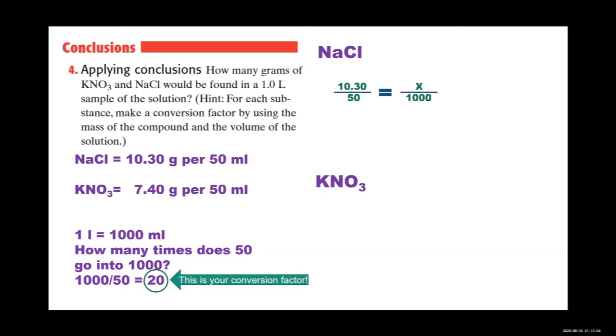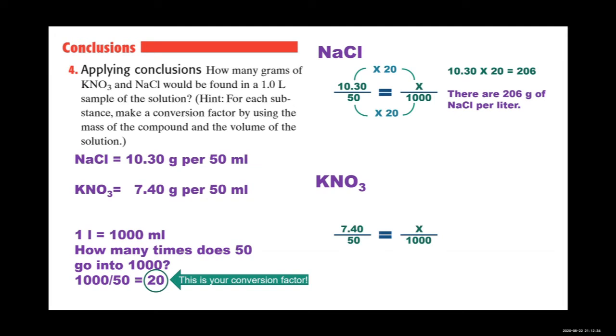So if we start with 10.30 grams over 50 milliliters, you can treat this like an algebra problem and ask, is something over 1,000? Well, what is it? We're going to use our conversion factor of 20. 10.30 times 20 is 206. There are 206 grams of sodium chloride per liter. To repeat that example, we use the same conversion factor for the potassium nitrate, and we end up with 148 grams of potassium nitrate per liter.